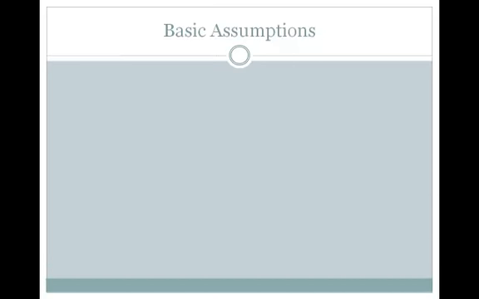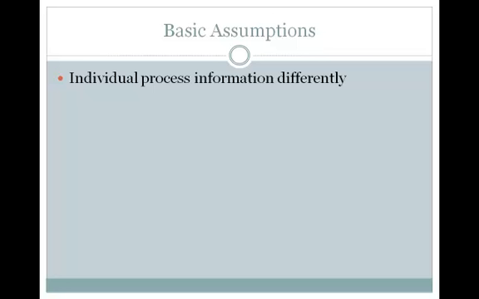Start off just by looking at some basic assumptions, overarching assumptions behind the cognitive approach. One is that individuals process information differently, right? And so, what do we mean by process information? What is information processing? Well, it entails several different processes or functions, but some of the important ones are attention, so the things that you notice. So if there are individual differences in how we process information, then people pay attention to different things.